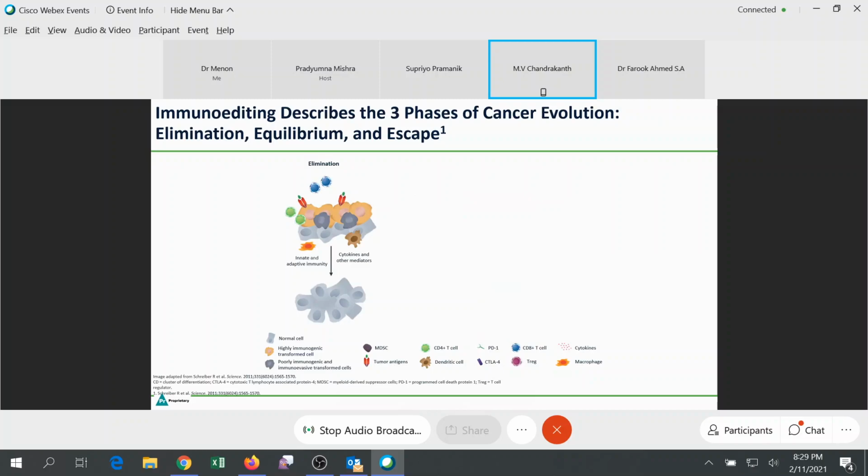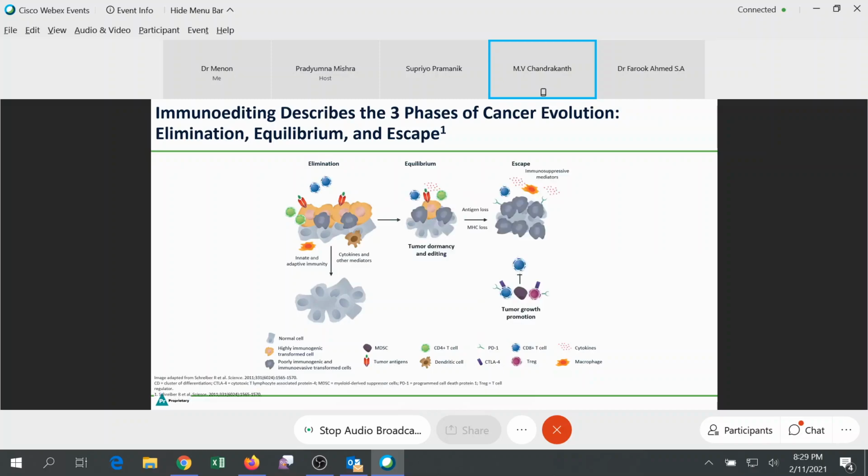So yes, what is basically this immuno editing? Whenever there is a cancer, we have three phases of cancer development. The initial phase is elimination. Cells constantly keep multiplying in our body: a cell takes its birth, it multiplies, and these cells die. So we have a cell cycle in place. During this birth, multiplication, and death, there is always a tendency for these cells to make mistakes and to have mutations.